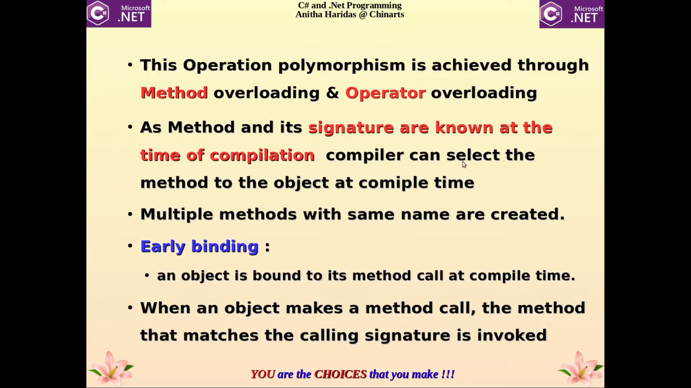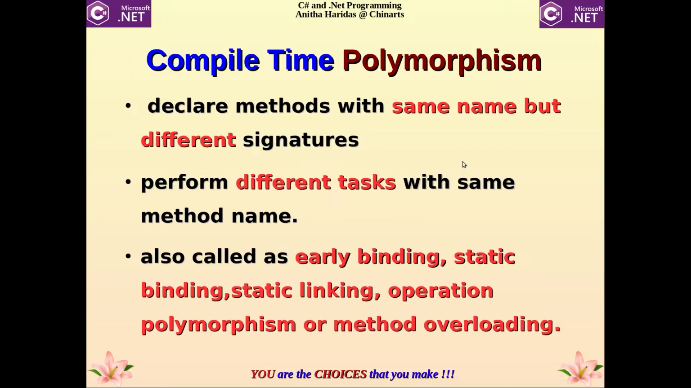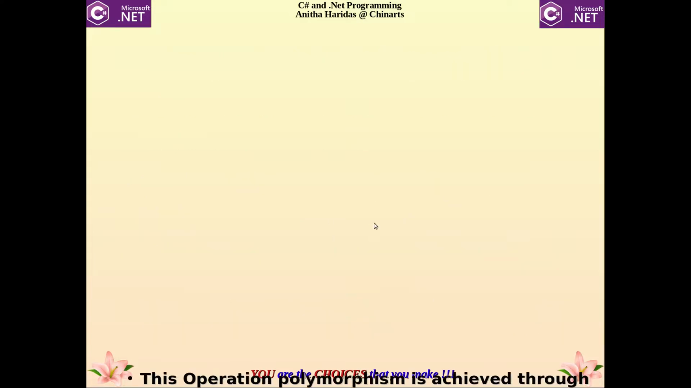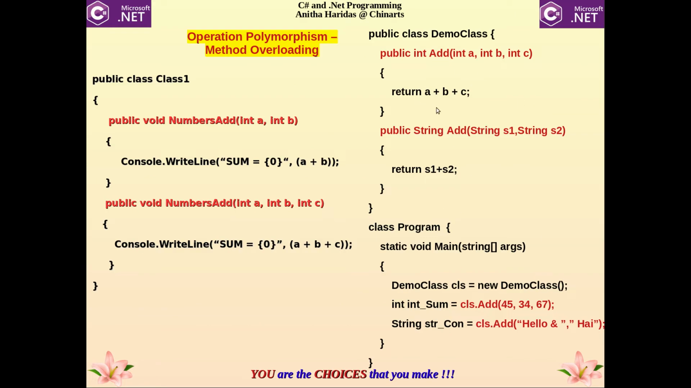And we have also seen one more point here. It says that I can have different tasks with the same method name. You can see in this example, here I am adding 3 integers, but here I am concatenating two strings. So the task performed by these two methods are also different. Signatures are also different, but it is having same method name.